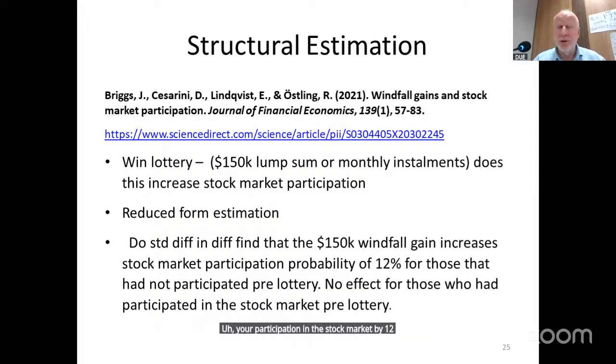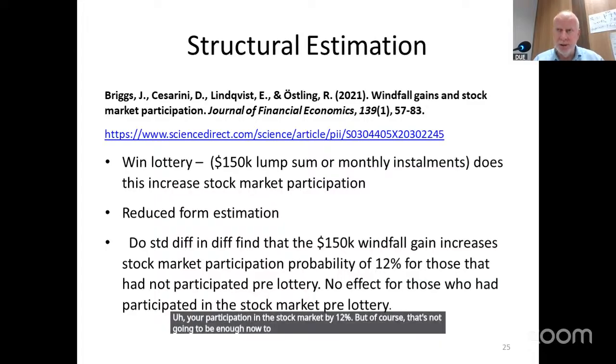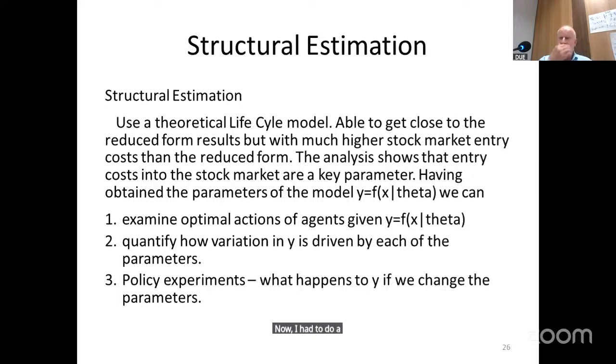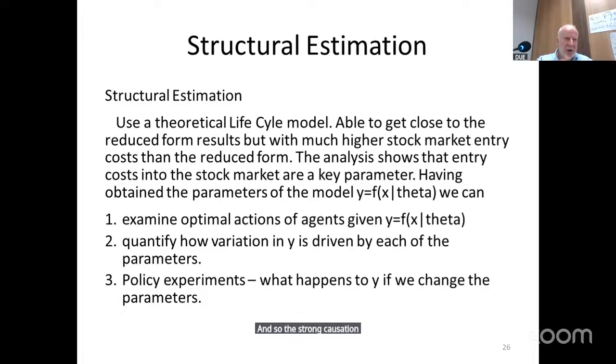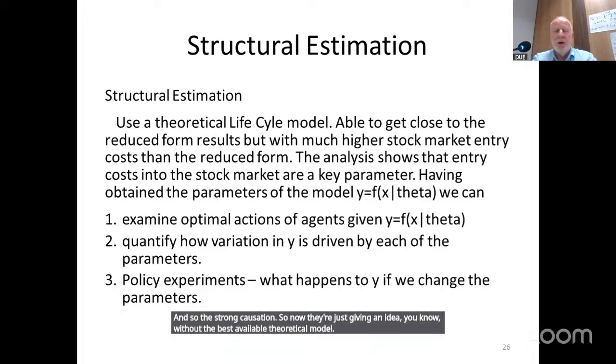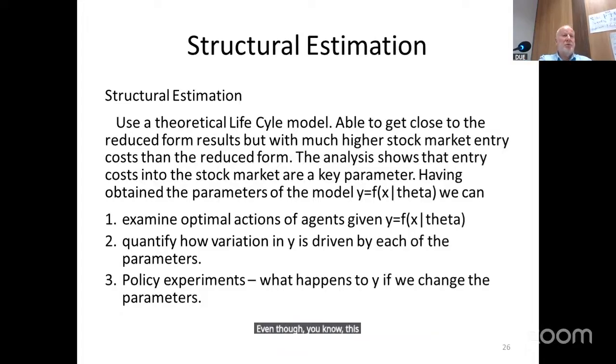But of course, that's not going to be enough now to get published in the top journals. Now they had to do a structural estimation. If they'd just done the structural estimation by itself, it wouldn't be enough, but they've done the reduced form and so they've shown causation. So now they're just giving an idea, without the best available theoretical model. Even though this mightn't hold, it's a theoretical model which we think of as an ideal. So they used a life cycle model.